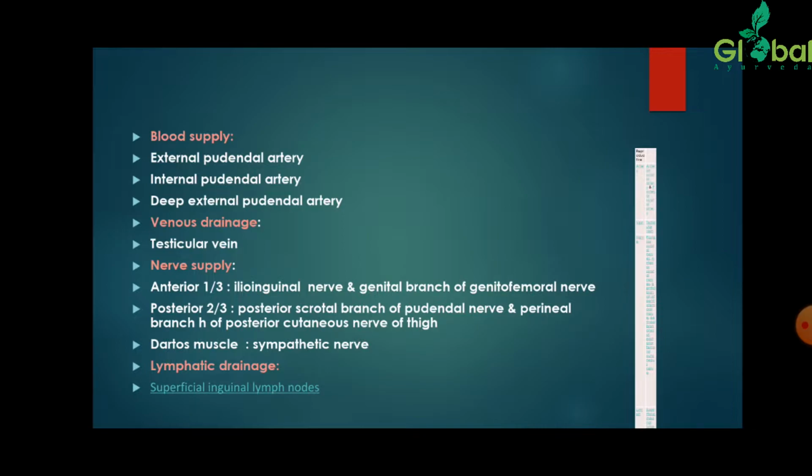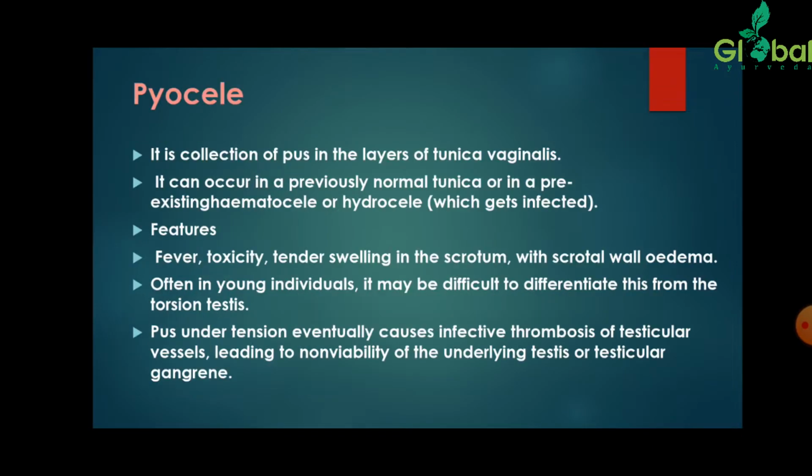This blood supply, venous supply, and nerve supply are all important in the surgical treatment of scrotum. That's why I am sharing this in the front. Now, the first case we are discussing is pyocele. What do you mean by pyocele? It is collection of pus in the layers of tunica vaginalis.